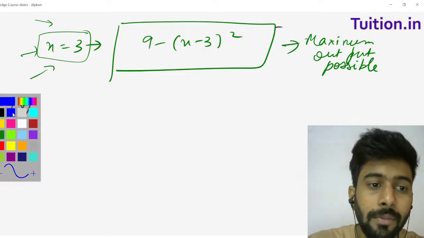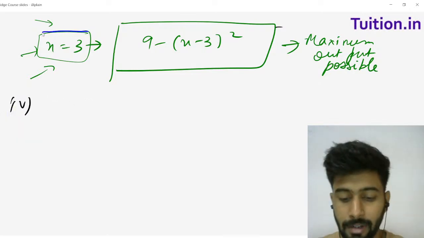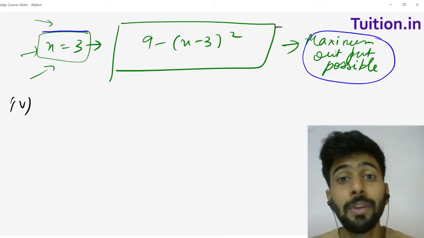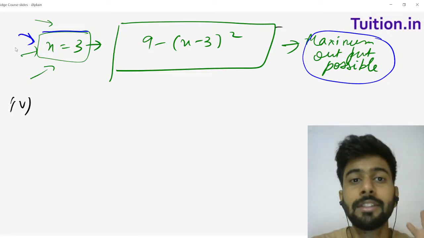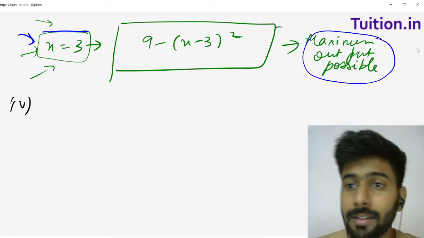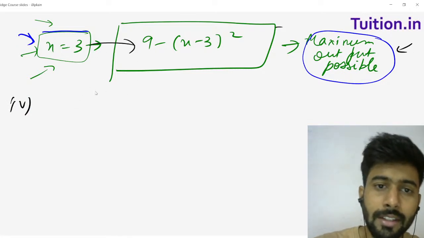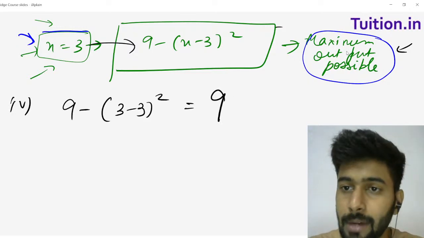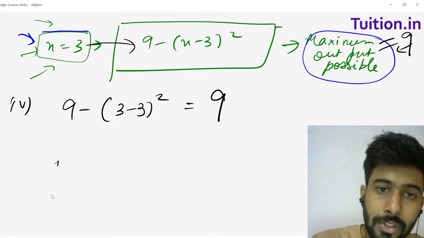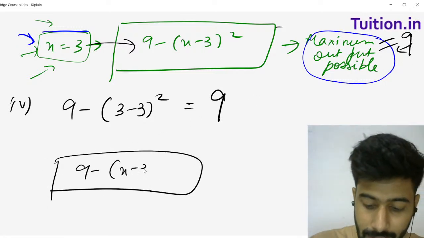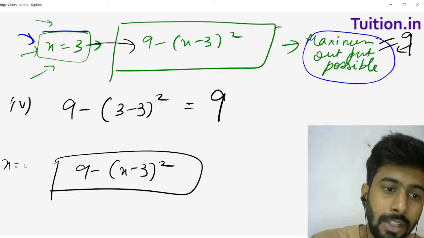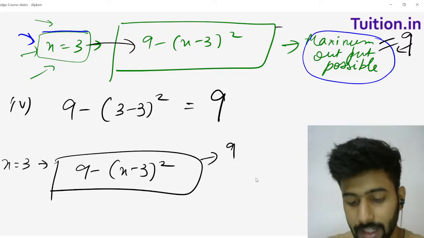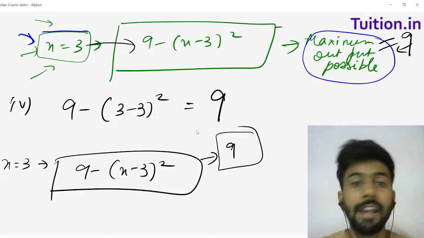Remember guys, at this point of time you don't know what that maximum output is. You only know that you will get that maximum output when you give x equal to 3 as input. But how do you calculate what that maximum output is? For that, just put x equal to 3 in this. 9 minus 3 minus 3 whole square, which is 9. So this maximum output that I'm talking about is 9, which means in this function, 9 minus x minus 3 whole square, when I give x equal to 3, I get 9 as my output, and for no other input can I get an output more than 9.